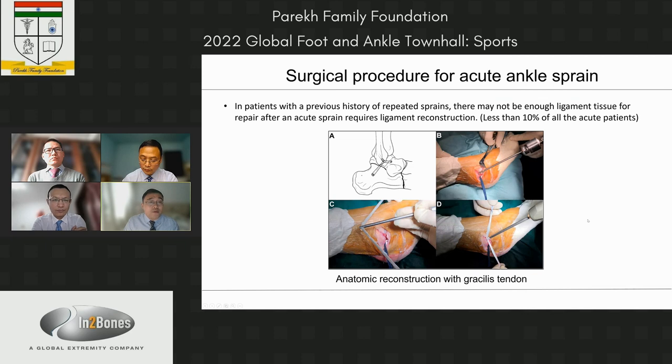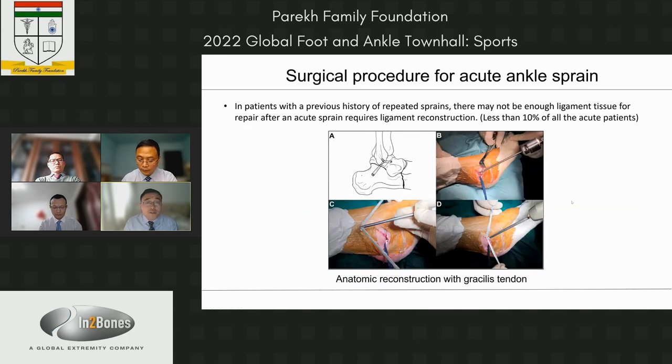In patients with a previous history of repeated sprains, there may not be enough ligament tissue for repair after an acute sprain, which requires ligament reconstruction. It should be noted that most patients with a natural ankle sprain could be repaired with their own ligament tissue, but maybe less than 10% of the acute patients with a previous history of repeated sprain. So we should reconstruct the ligament.